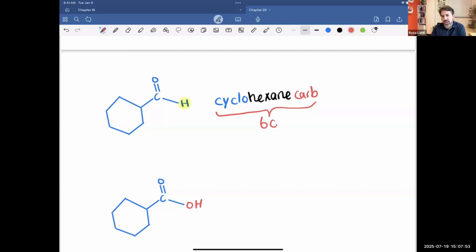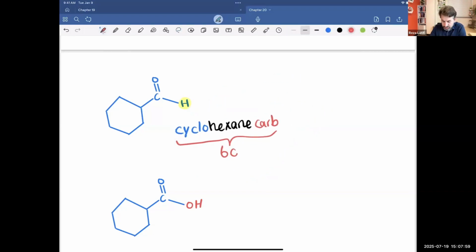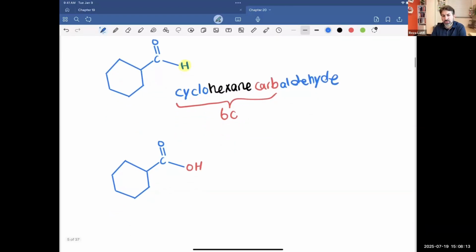Next step is that I want to actually say that I'm dealing with aldehyde. And so what we did, we simply added aldehyde at the end of the name, and we said it's going to be cyclohexanecarbaldehyde. And that's going to fix the name actually, to give us the right name.